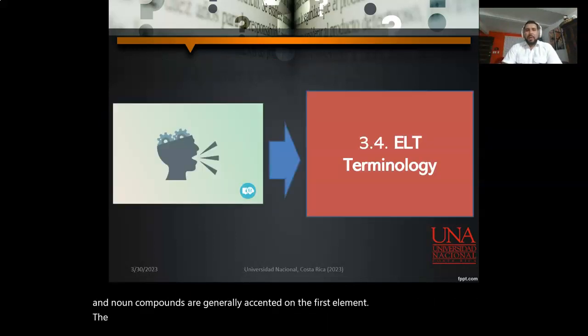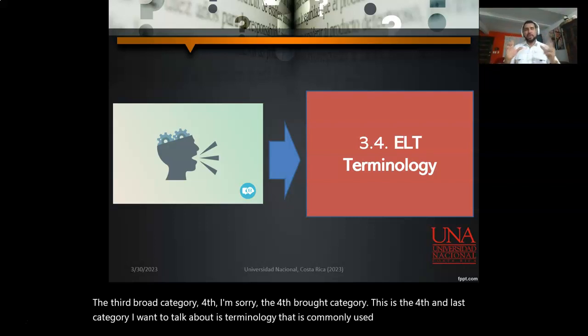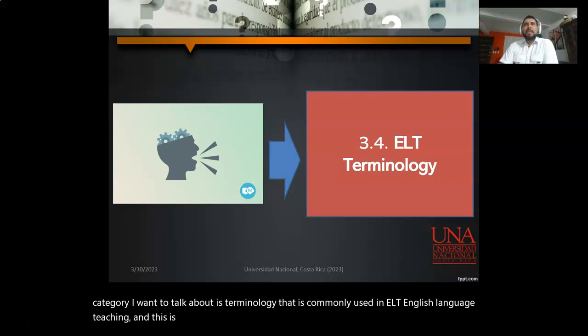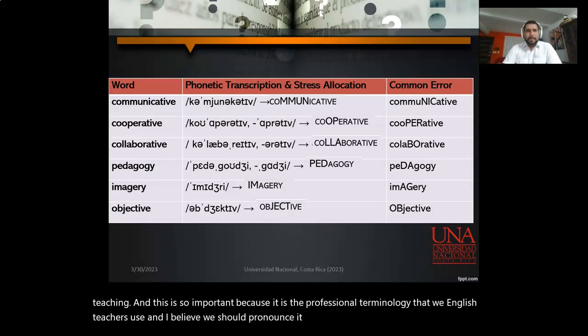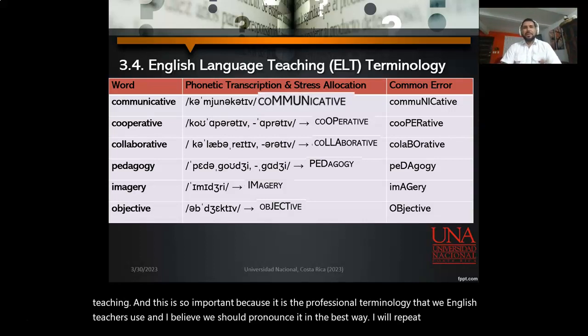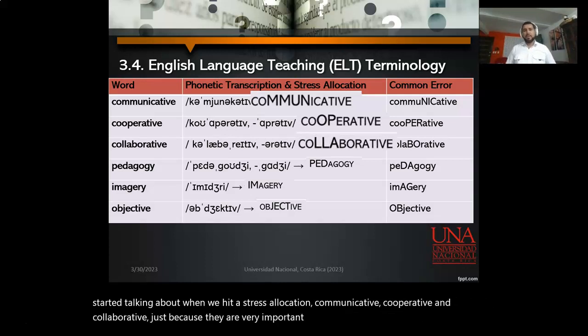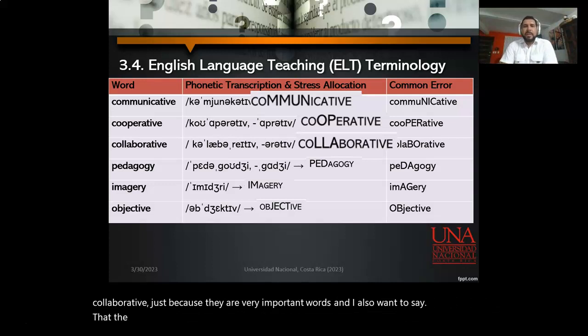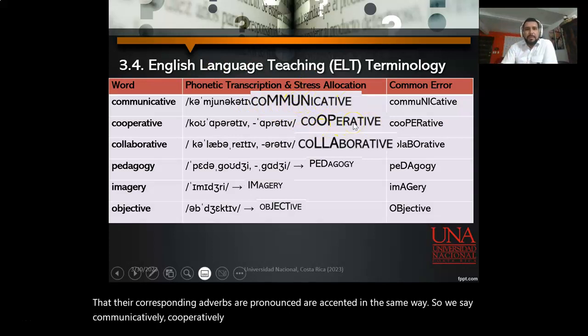The fourth broad category, this is the fourth and last category I want to talk about, is terminology that is commonly used in ELT, English language teaching. And this is so important because it is the professional terminology that we English teachers use, and I believe we should pronounce it in the best way we can. I will repeat the first three words I started talking about when we hit stress allocation: communicative, cooperative, and collaborative, just because they are very important words. And I also want to say that their corresponding adverbs are accented in the same way. So we say communicatively, cooperatively, collaboratively.